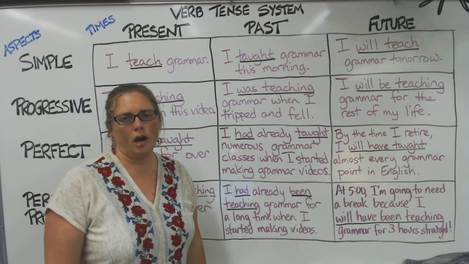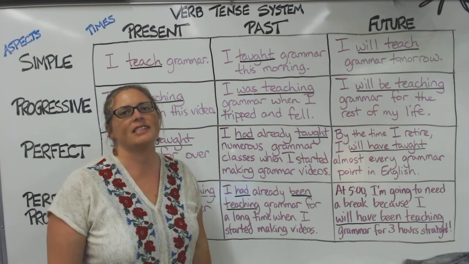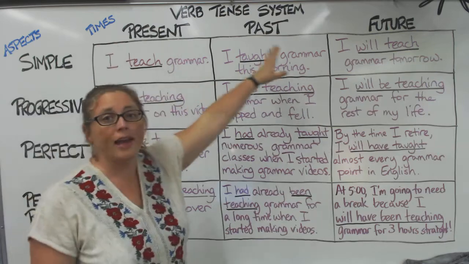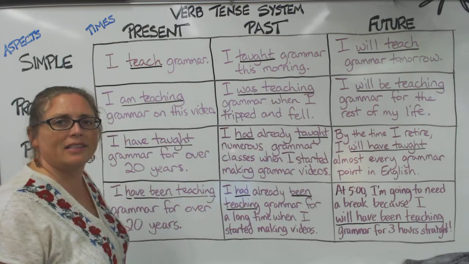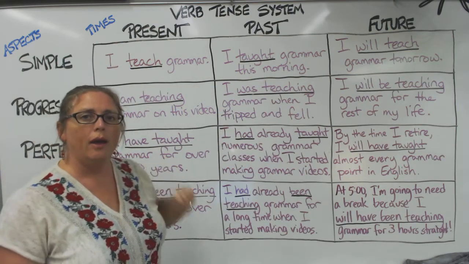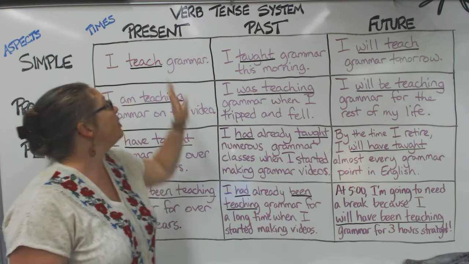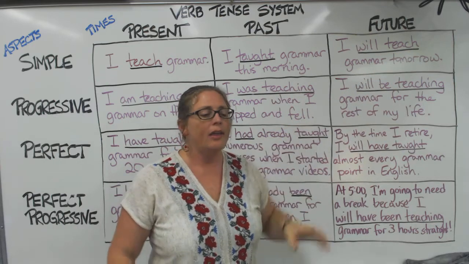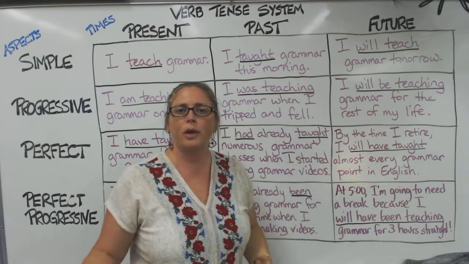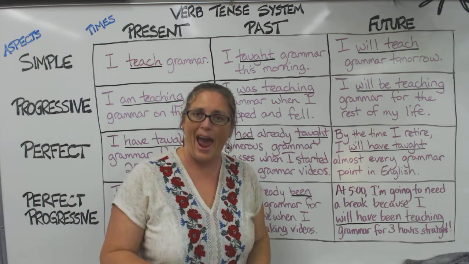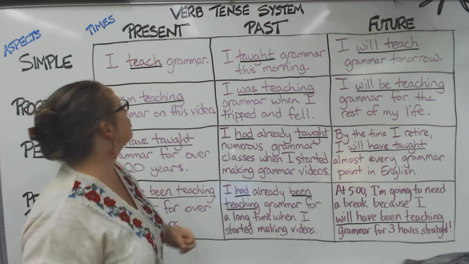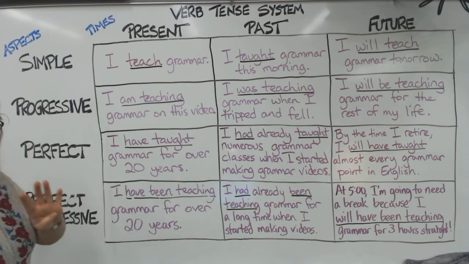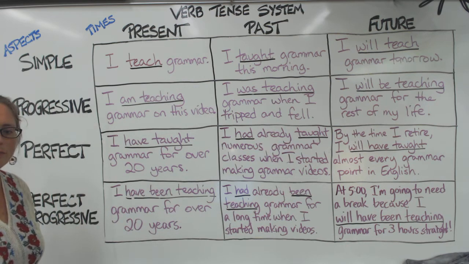Okay, we are going to be talking about the verb tense system in English. There are times and aspects that you need to know for the verb tense system. The times are present, past, and future. They give the relationship between the action and now. Present, past, and future. Then you have the aspects. There are 4 aspects in English.